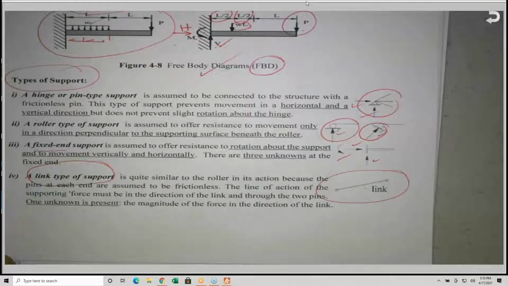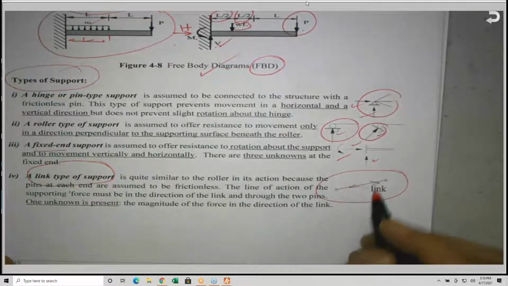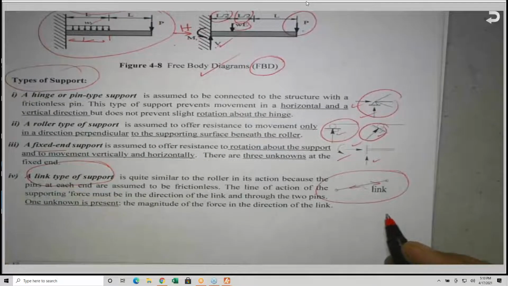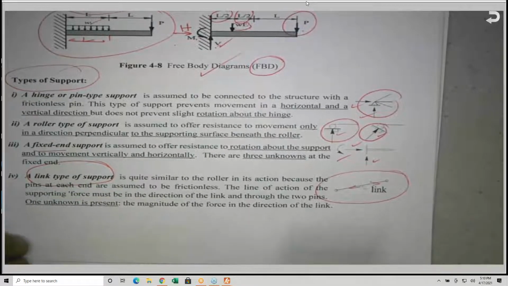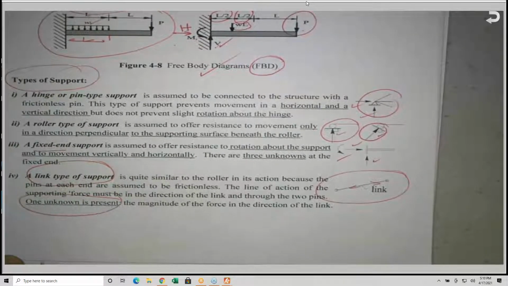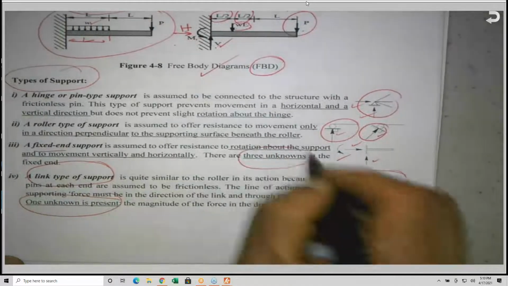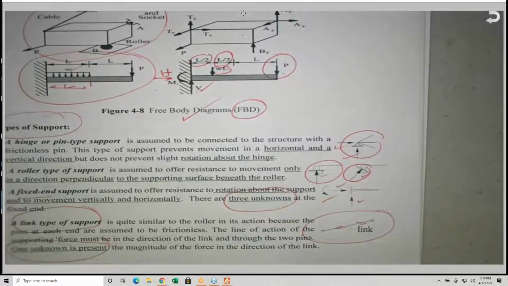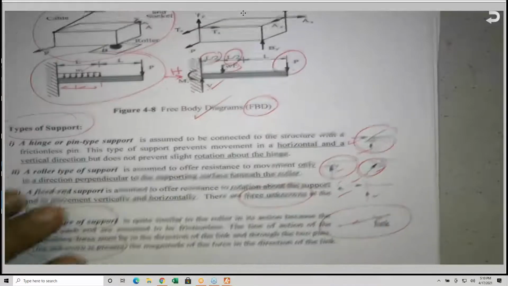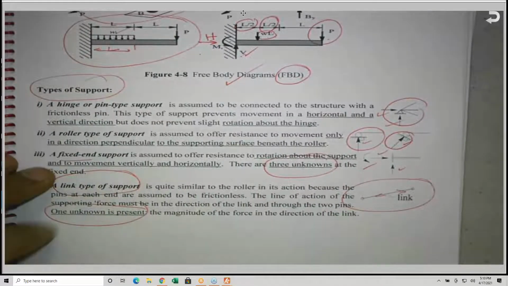It does have only one force, either tension or compression. The line of action is along this link. It's one unknown. Here we have three unknowns. I need you to remember that, three unknowns, because when you look at the problem, you need to decide exactly how many unknowns there are and what the appropriate equation will be. Okay, let us look at this problem.